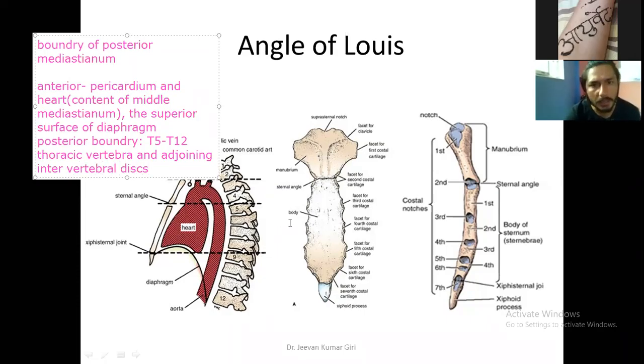So this forms the posterior boundary. Are you listening? Yes, sir. Okay. So this is your posterior boundary.